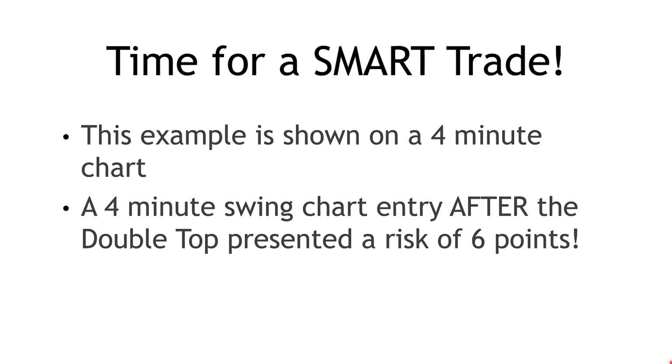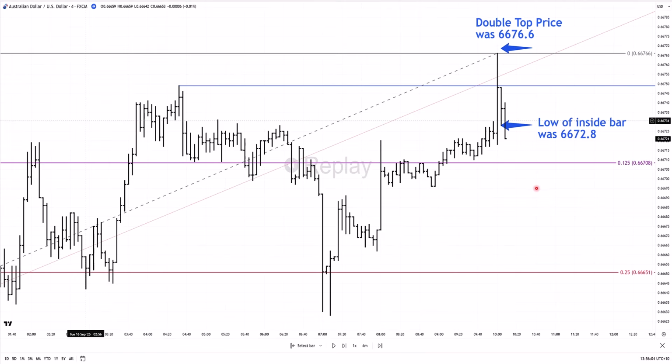Let's look at a potential small risk entry here. There's the double top. The second top comes in at 66.76.6. You've got a low down here. So you've got the run up there. Then you've got an inside bar after that where it's comfortably below this.